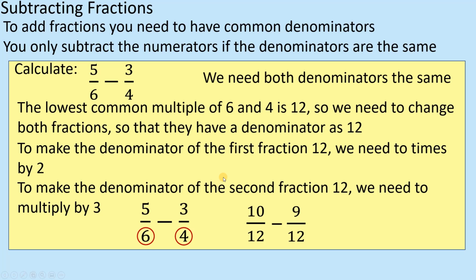And then, like I did with adding fractions, I'm going to do just the top bits and keep the denominator the same. So 10 take away 9 is 1. And it's going to be 12 at the bottom. And of course that doesn't simplify because it's got 1 at the top, so it's 1/12.